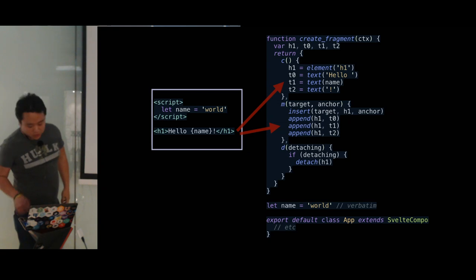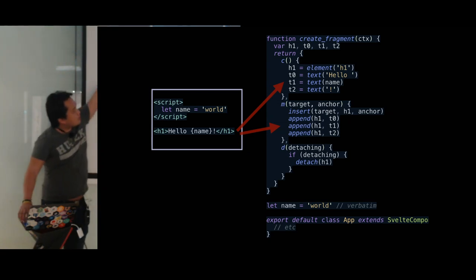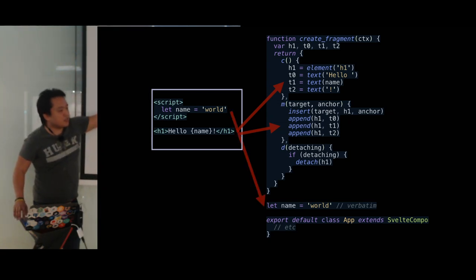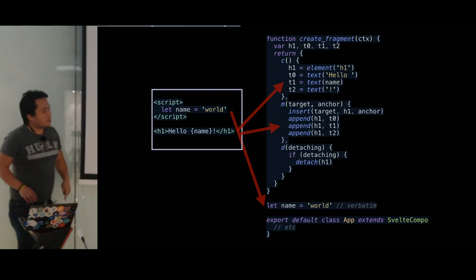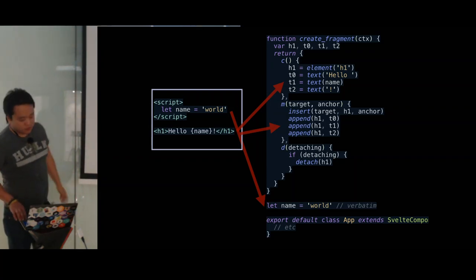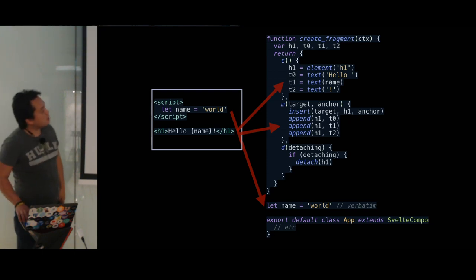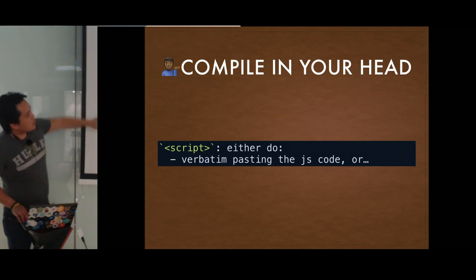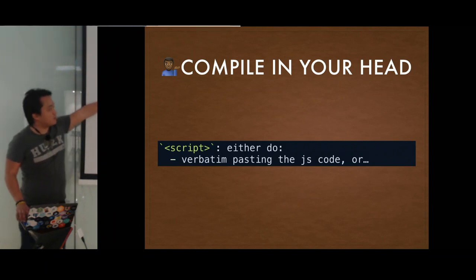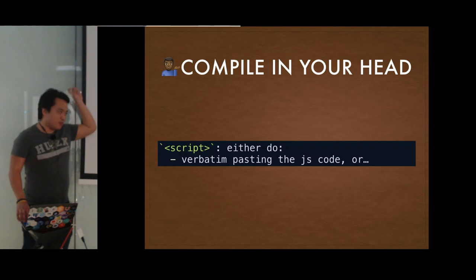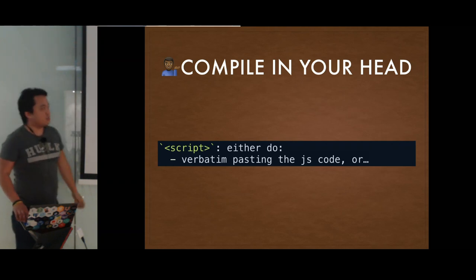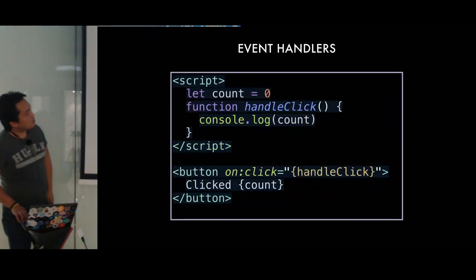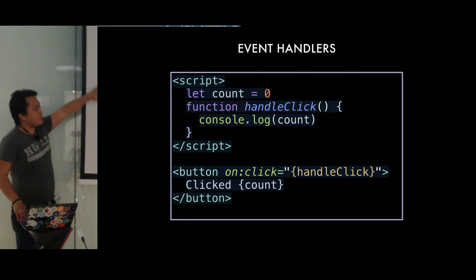The other thing that you should also take note of is what happens to the script tag. The script tag is just copy-pasted all the way down there. And so that's a very, very simple programming model for how to create a function like that. Because when you update later, it's actually quite easy. So script tag, this is part one of the script tag. You paste verbatim the JS code down into the generated JS. This is still pasting.